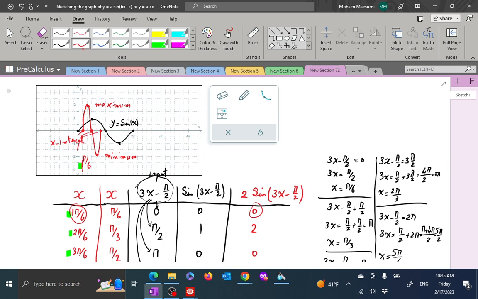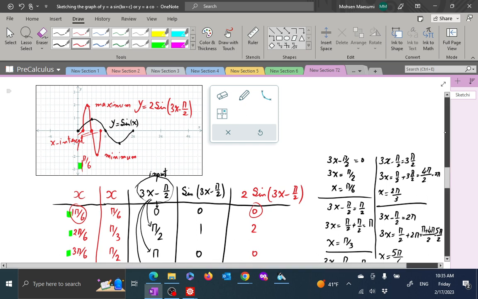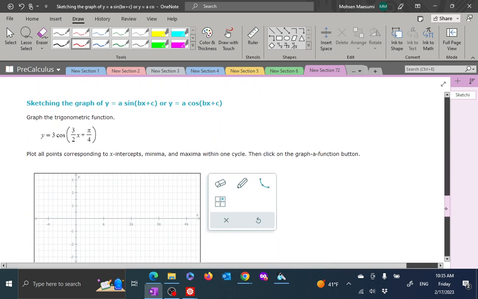These are your x-intercepts. What we got is the graph of 2 sine of 3x minus pi over 2. So 3 causes this thing to be squished by a factor of 3. Our shift is not pi over 2, if you notice. So I will be asking you that question at the end. How would you describe this? Let's go practice one more time.